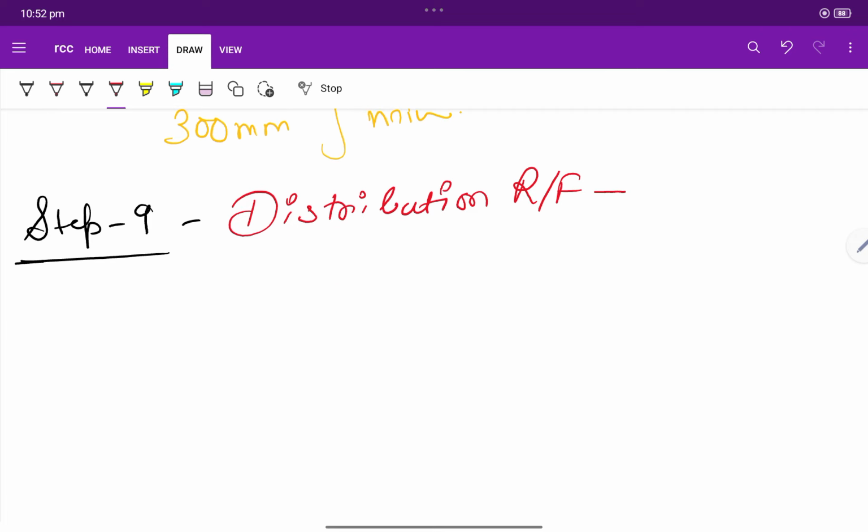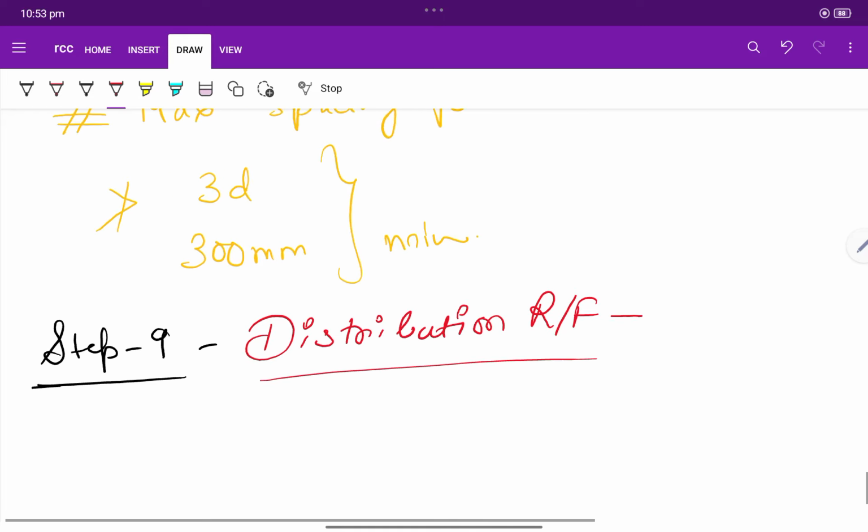So we have to take one grade down. The dia of the bar in which we have taken the main reinforcement: if we have taken the main reinforcement as 10 mm dia, then we will take 8 mm dia for the distribution bar. The same dia bar is not required, and greater is not required at all.